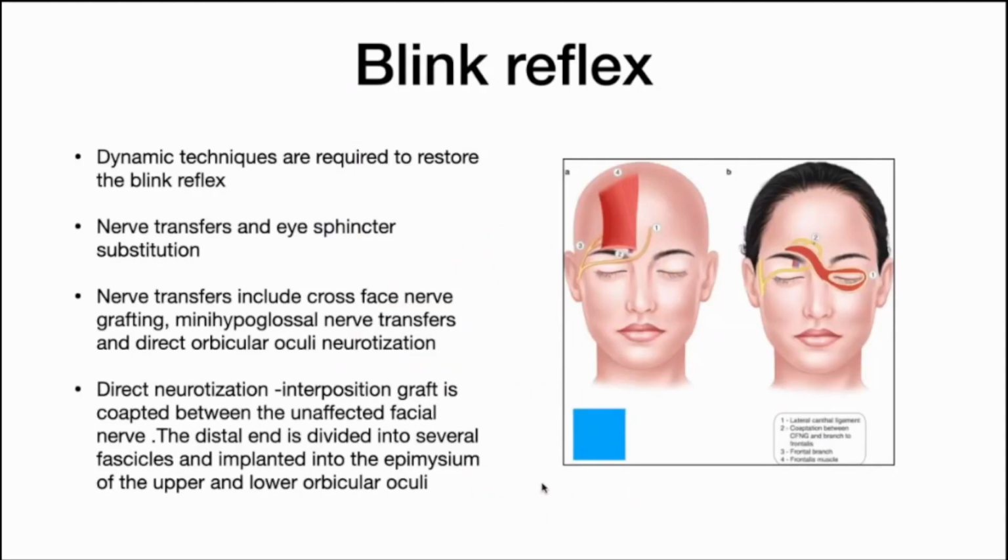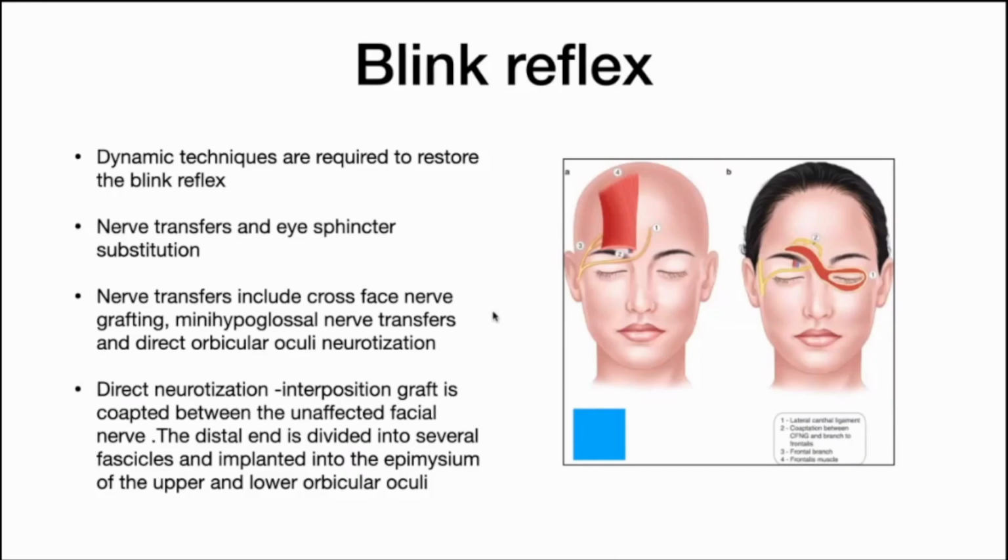For the blink reflex, dynamic techniques are required to restore it. Nerve can be transferred and eye sphincter substitution can be done. The nerve transfer includes a cross-face nerve transfer, the mini hypoglossal nerve transfer, and direct orbicularis oculi neurotization. So what is this neurotization?